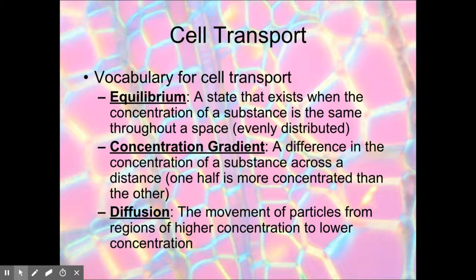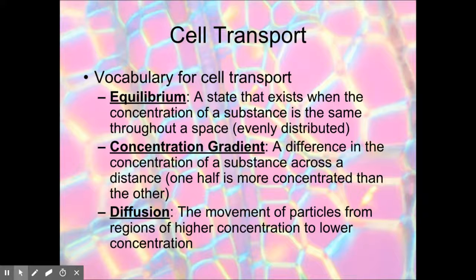A concentration gradient is the exact opposite. There's a difference in concentration. One half has a ton, the other half has not a lot. So a concentration gradient is not in equilibrium. And the last word, diffusion, that's how we go from having a concentration gradient to being in equilibrium. So how we go from having stuff more concentrated on one side than another, and how we even it out and get to equilibrium. And there are 2 kinds of movement in a cell.